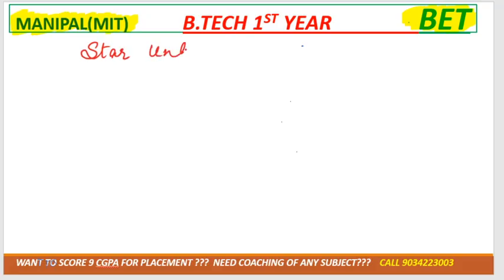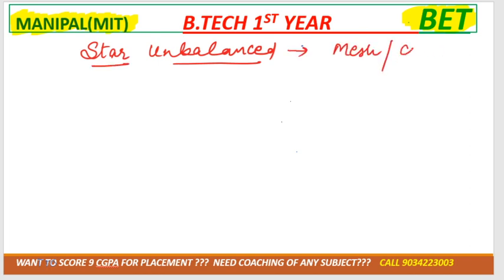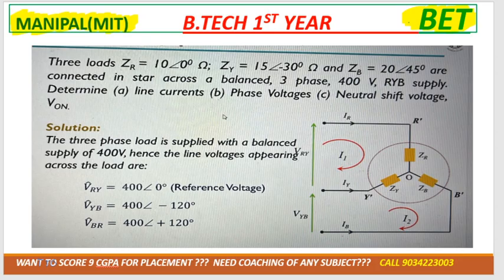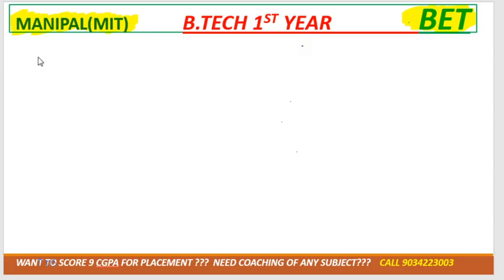So always remember, or you can mark it, that in case of star unbalanced, we have to use mesh analysis, or we can use Cramer's rule. Okay, means that is different from these questions. See, they said the ZR value, ZY value, and ZB value. So for that you need to draw the diagram. Maybe the diagram is given, maybe the diagram is not given. So draw a star connection.